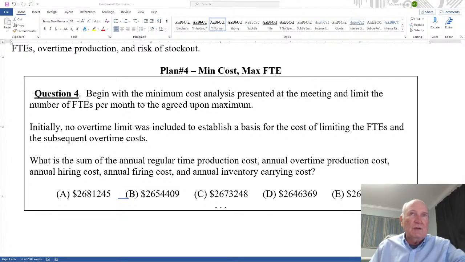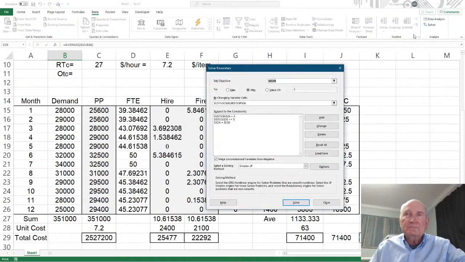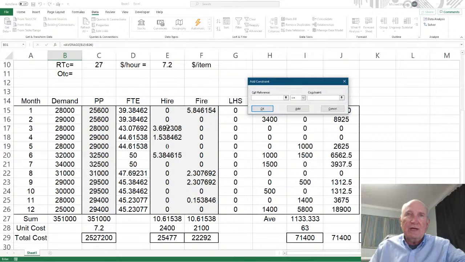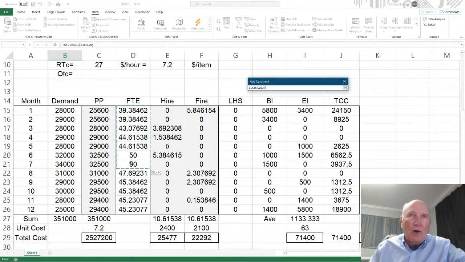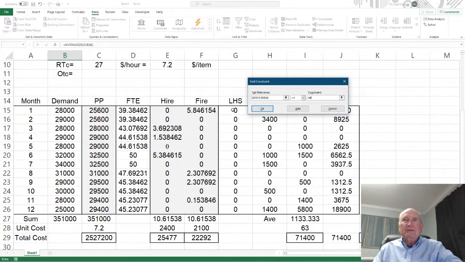Okay, so on plan number 4 now, we come back to here and we go to Solver. Now what do you want to do? Well, these FTEs, let's go ahead and add a constraint. We want to constrain all of these FTEs. See, here's 44, here's 47, 45. We want all of them to be less than or equal to 44. And then say, boom, okay. And then it'll give you the answer to that aggregate planning plan.